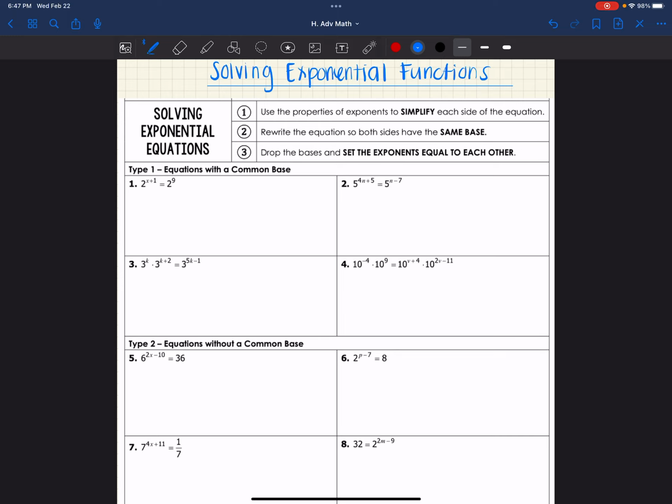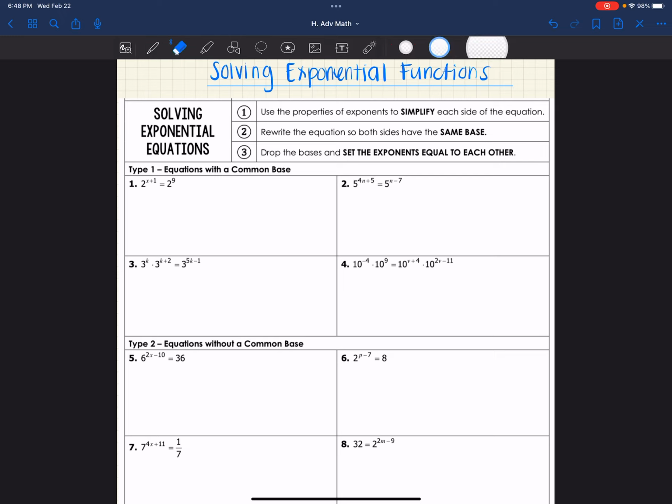So step 1, it says to use the properties of exponents to simplify each side of the equation. If you look at each side of the equation, I have x plus 1 and 9. There is nothing to simplify there. Examples like number 3 and 4 would be ones that we have to simplify because we would need to combine these two. Over here, we would need to combine these two. Over here, we would need to combine these two. So number 1 is the easy one. Everything is already simplified. Both sides have the same base. The common base is 2.